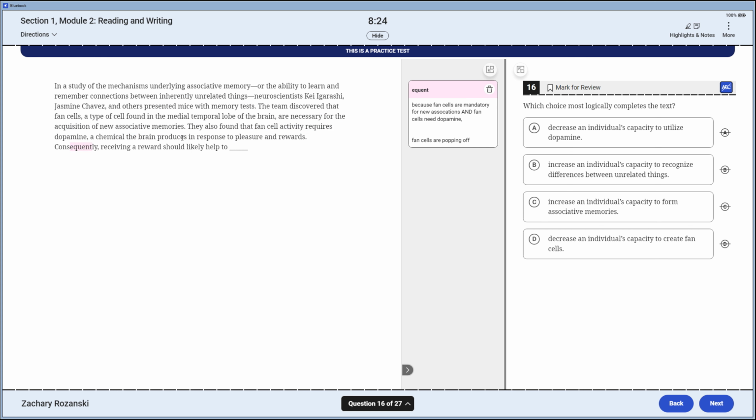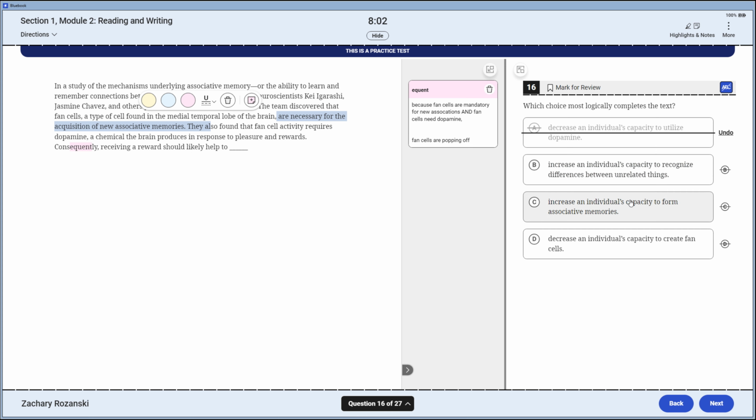I feel very comfortable with this summary, so I'm going to start looking at my items. Decrease an individual's capacity to utilize? No. This is all positivity. This is some weird negativity being introduced. Increase in individual capacity to recognize differences. We do see an improvement, right? Fan cells are popping off. I will leave B on the table. Increase in individual capacity. This is positive as well.